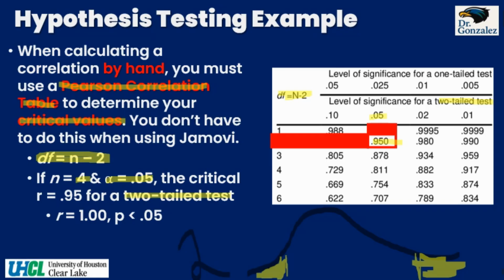So if I calculate an R that is 1, a perfect correlation, 1 is greater than 0.95. So I would reject my null because there is a statistically significant difference between those two numbers. That means there is an association, it was positive, and it was statistically significant.